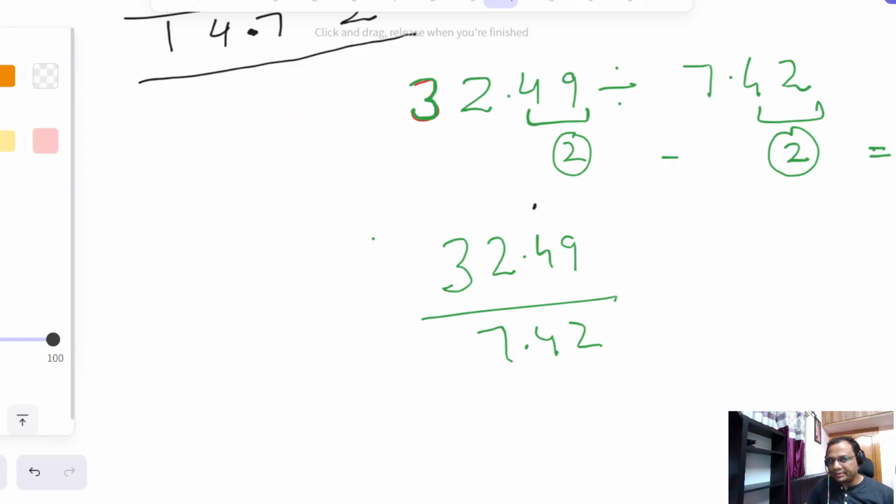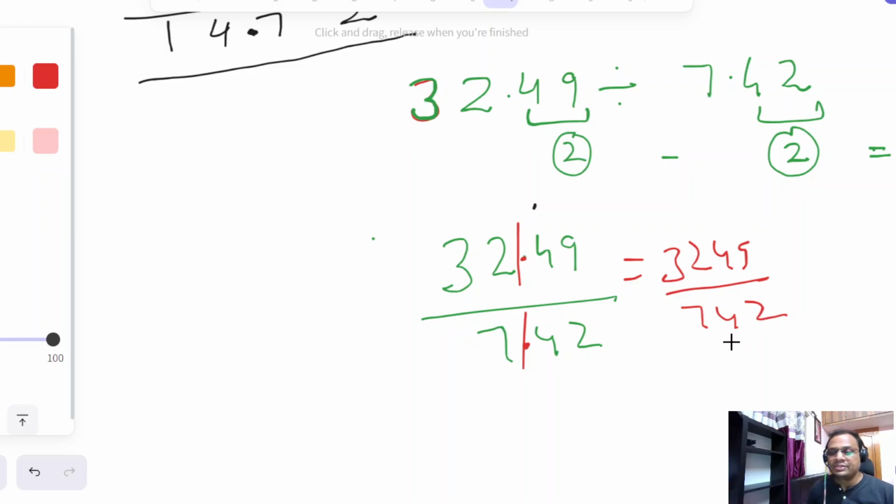Okay, 7.42. If the number of decimal places are the same, just keep it in mind, decimal places get cancelled. You just divide them now. 3249 divided by 742. There is no decimal point at all.